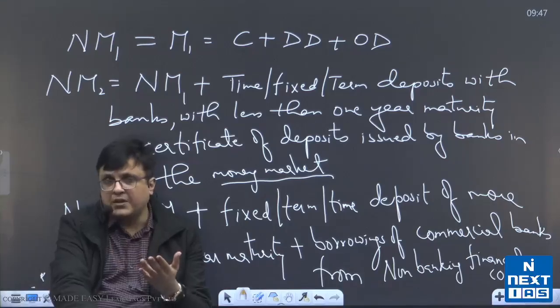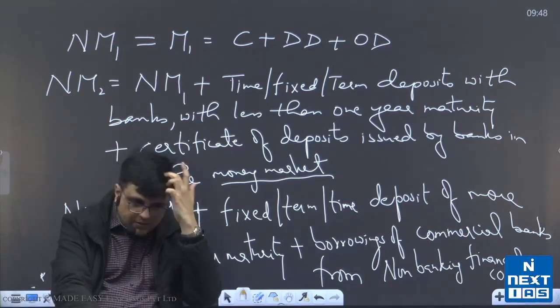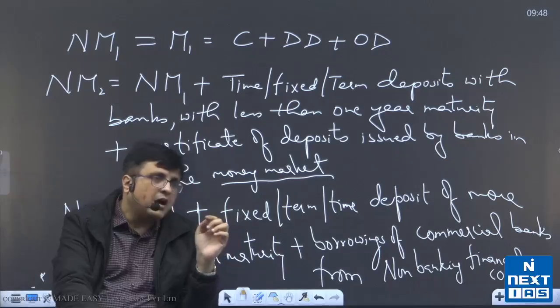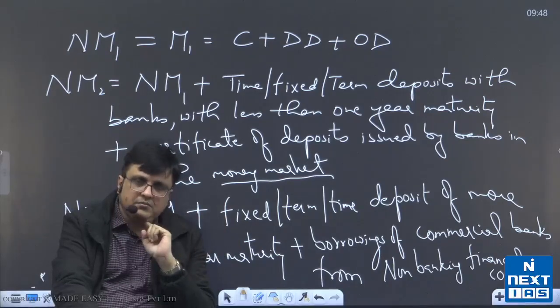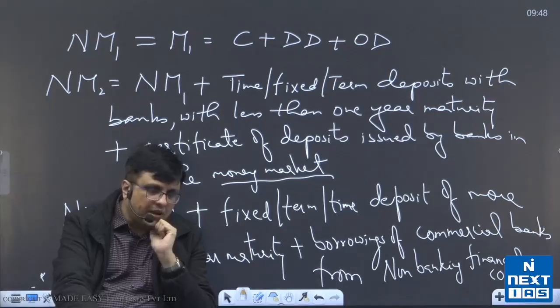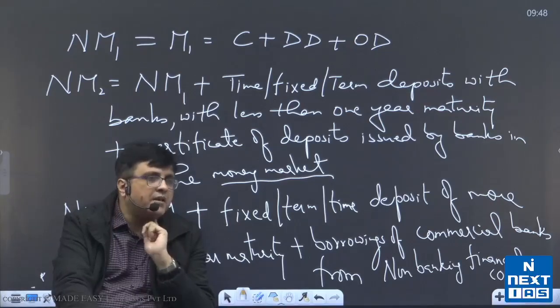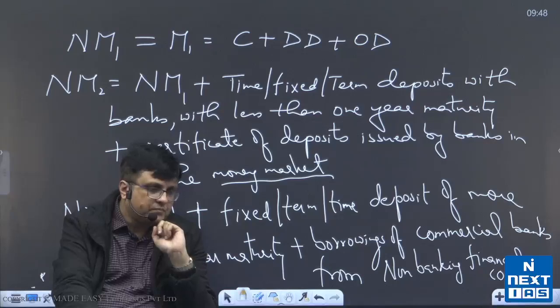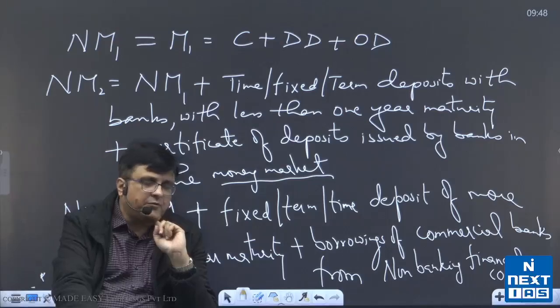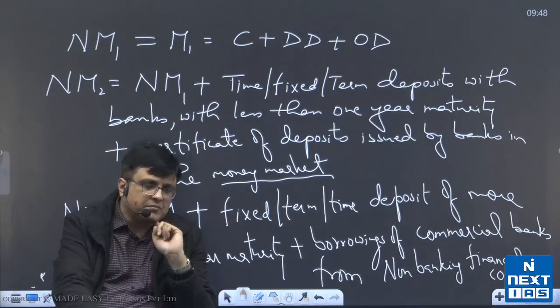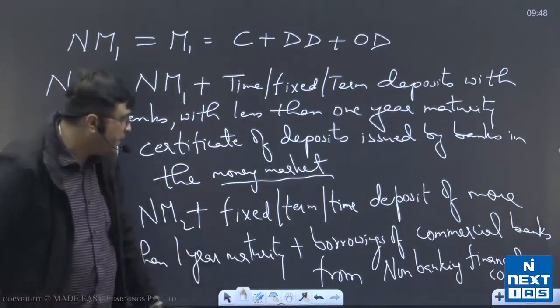Now, how does RBI create money? You write in that, in the same point, RBI creates money by multiple increase in money in a fractional reserve system. Okay, I'll explain this to you, what I mean by all this.